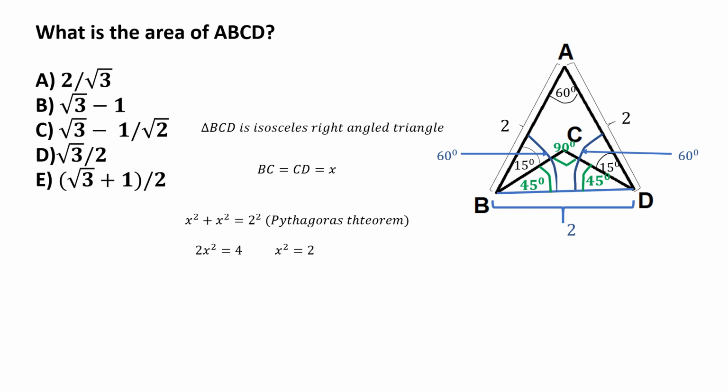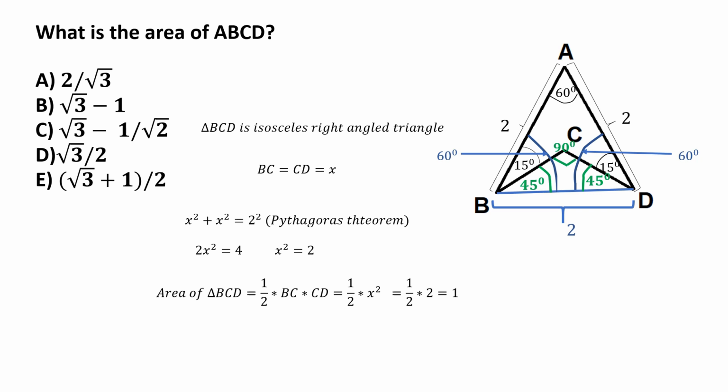So what's the area of triangle BCD? Well, BCD being a right-angled triangle, its base can be regarded as BC and altitude can be regarded as CD. So it's simply half base multiplied by altitude, so half BC multiplied by CD. Again, each are equal to x, so it's simply half x squared. We know x squared is equal to 2, so we substitute that, and this becomes half multiplied by 2 equal to 1. So the area of triangle BCD turns out to be 1.